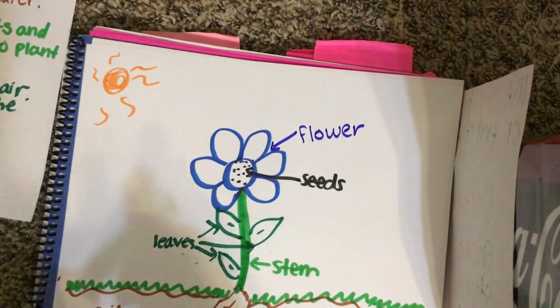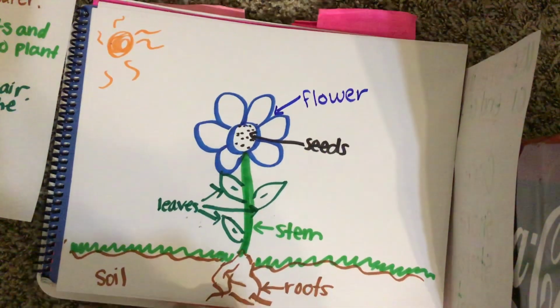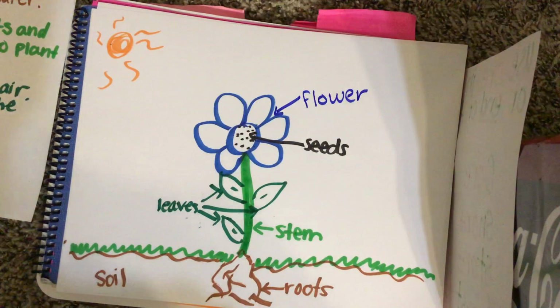So now you can go make your own. I can't wait to see pictures. If you decide to send them to me, I would love to see it. Get creative, make it pretty, make it your own. And there you have the different parts of a plant.